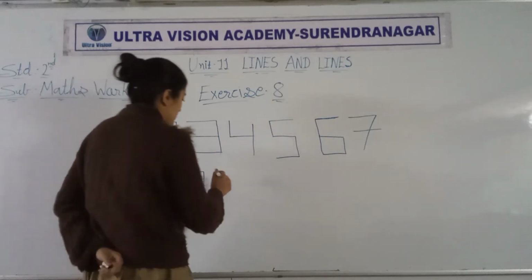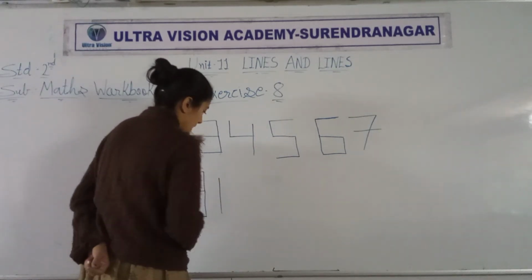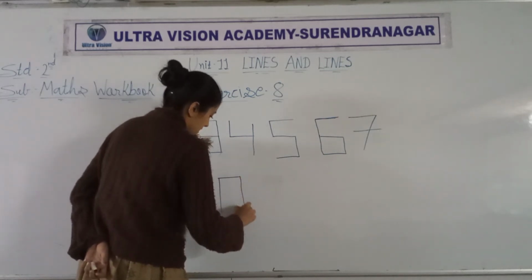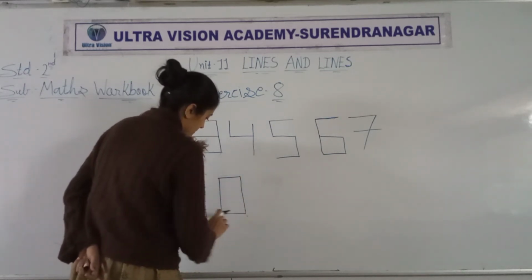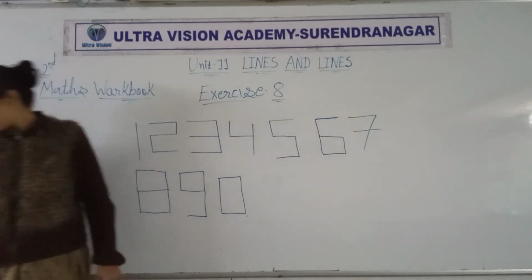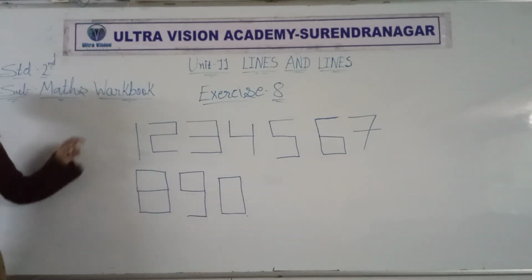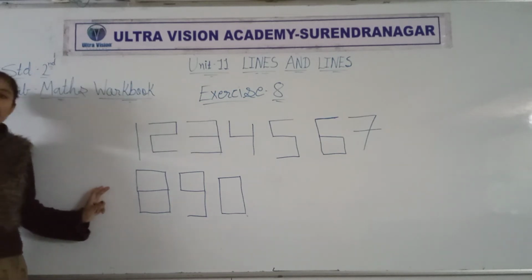So we have to make here only 0. First we have to use here standing line, again sleeping line, again standing line, and again sleeping line. So we just made here 0. Okay. So we have just completed numbers by using the lines.